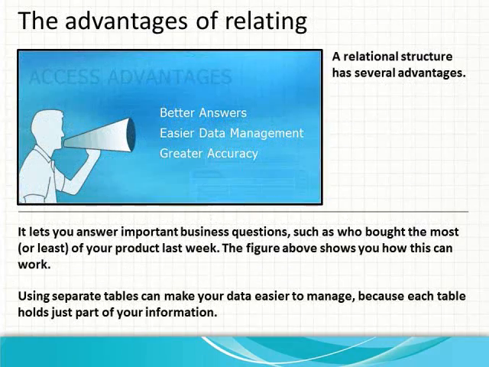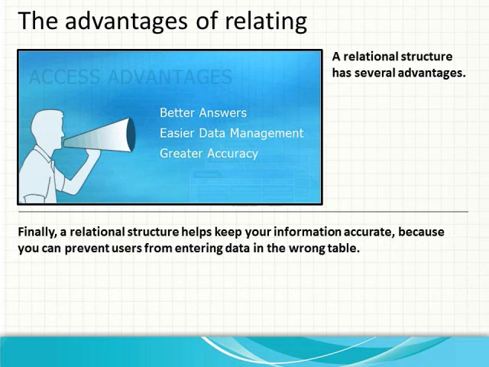One of the greatest advantages of a relational structure is that, well, now you're separating your tables, and that makes it easier to manage, because each table holds just a piece of your overall information. And now that each table only contains parts of our information, well, that helps us keep it more accurate. And we can also prevent users from entering data into the wrong table. And we'll see some of this in our SAM lessons as we learn about forms and reports.